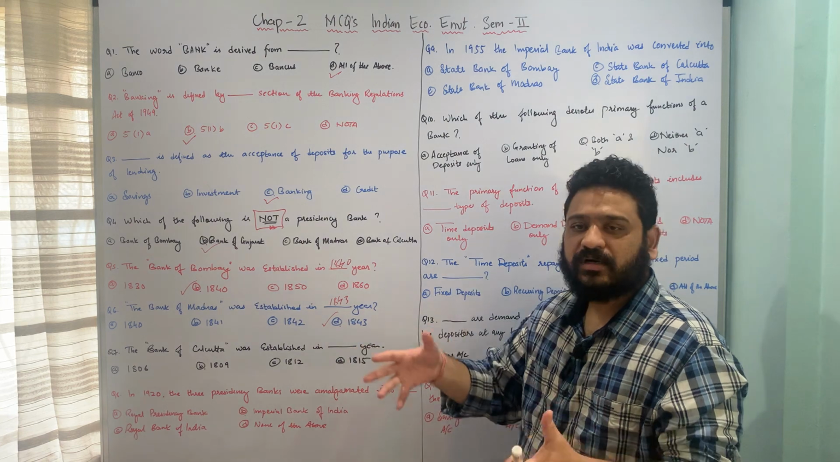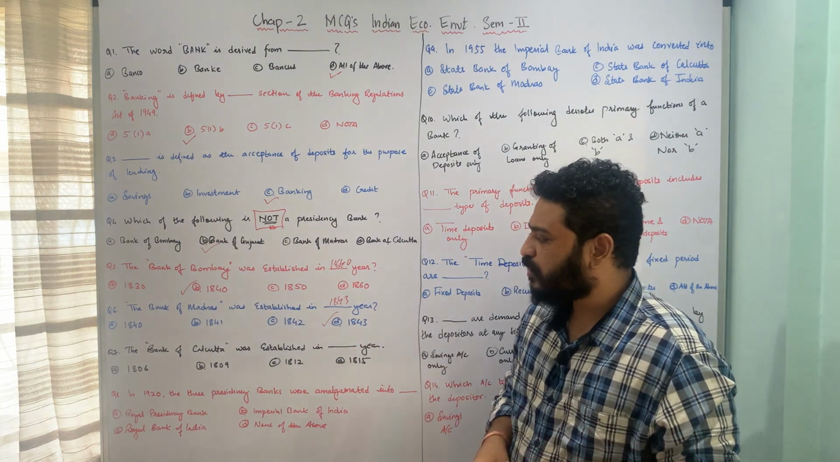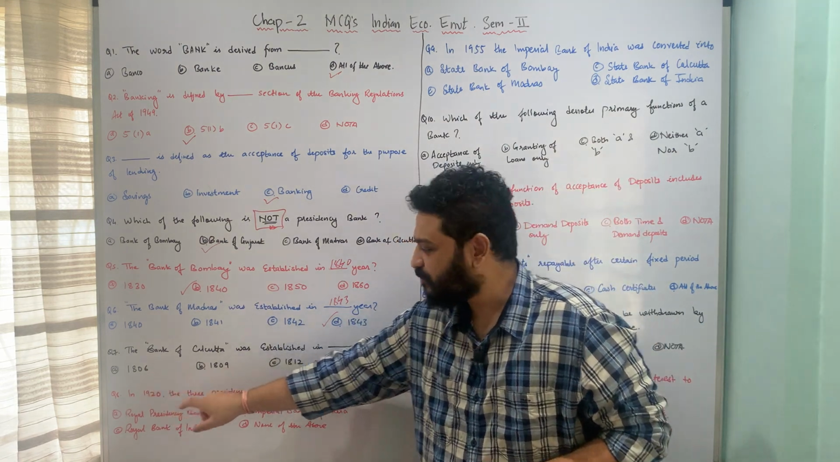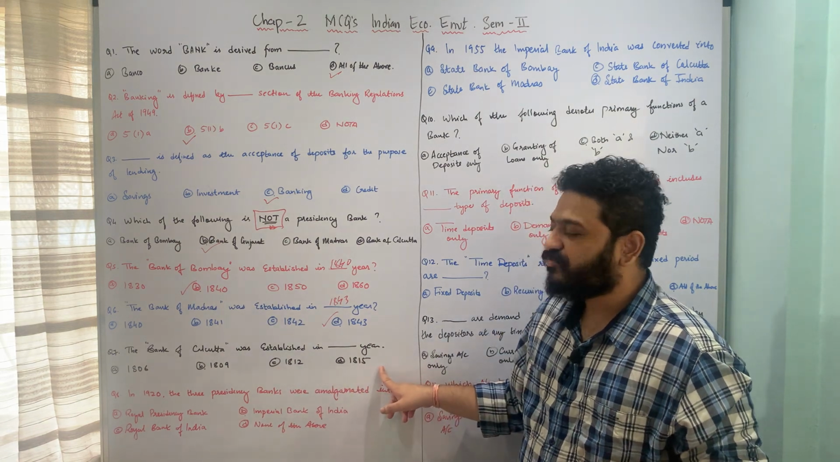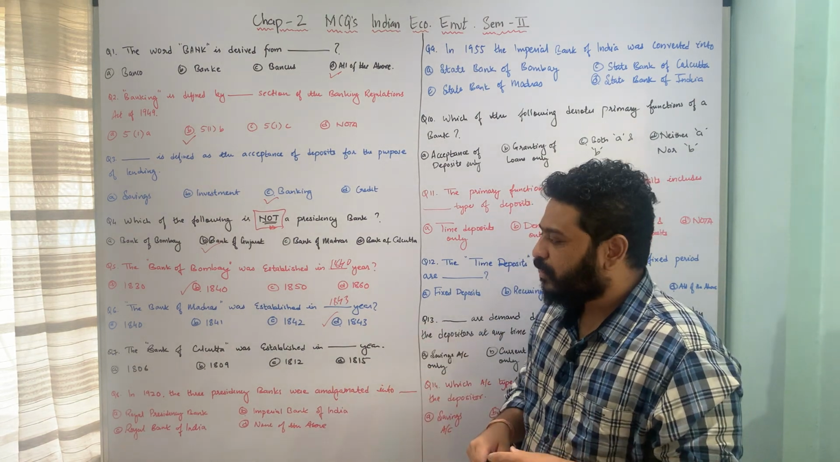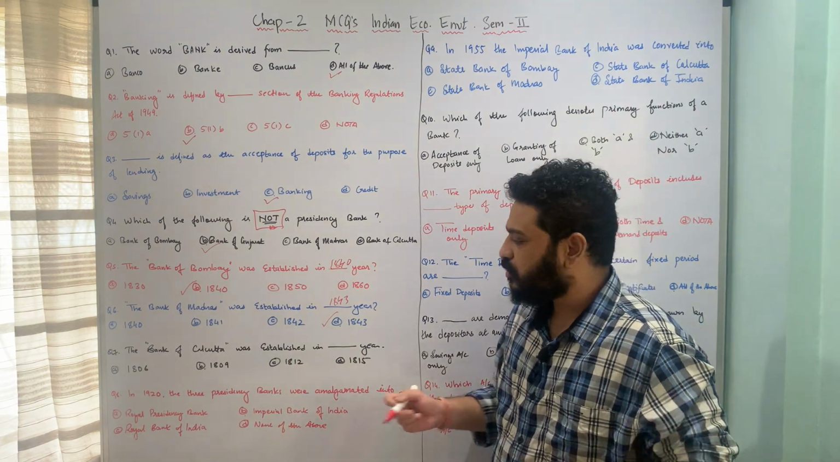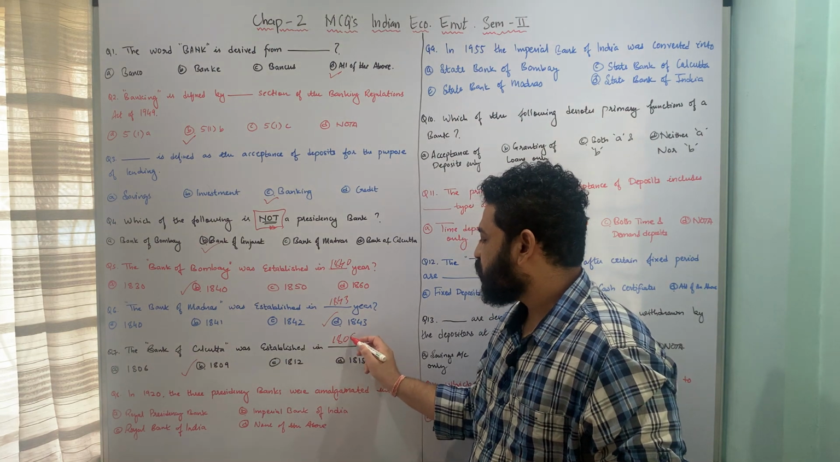Let us now move to the third presidency bank, or the Bank of Calcutta per se, and let us look at when it was established. Was it established in the year 1806, 1809, 1812 or 1815? So here again the Bank of Calcutta was established in the year 1809. So here option B is the correct answer to this question, which is 1809.